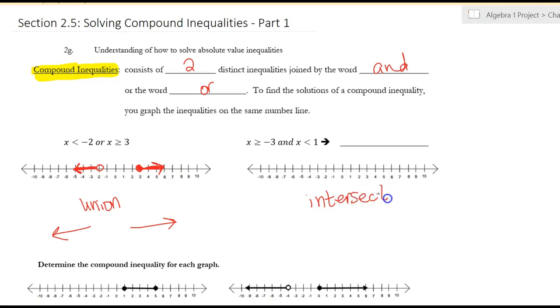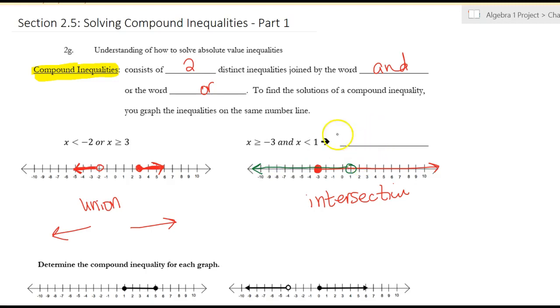So this one I'm going to do a little differently. Okay, so at -3, it's a closed circle, and it goes to the right. Now I'm not going to draw a thick line yet. I'm just going to do different colors. So there's the first one. And let's go green for the next one. And then at 1, it's an open circle, and it goes to the left.